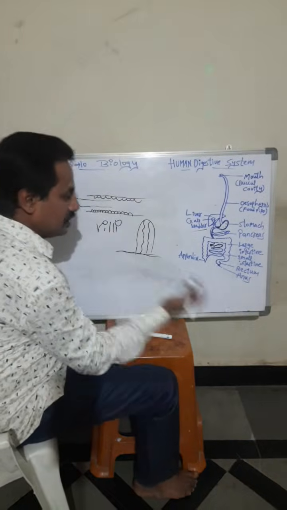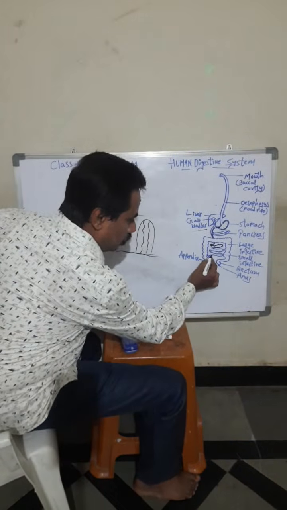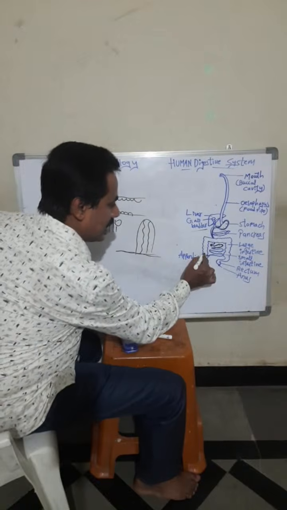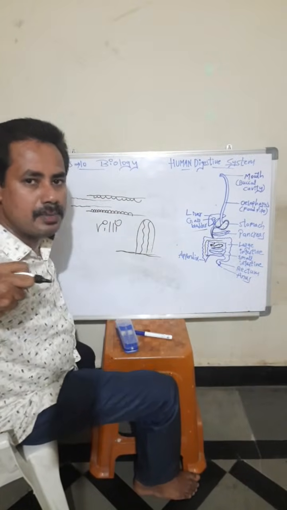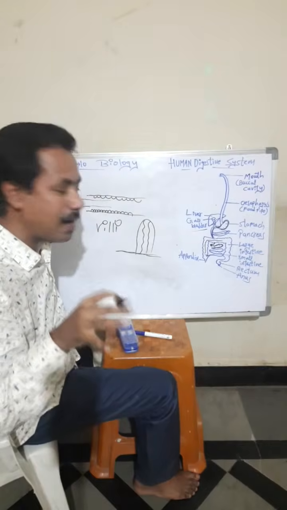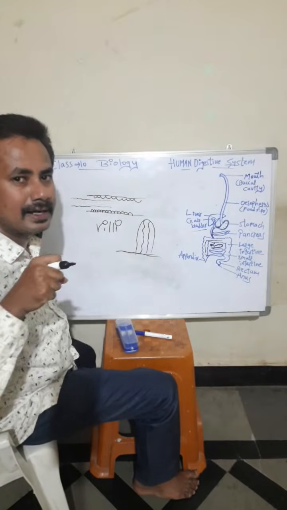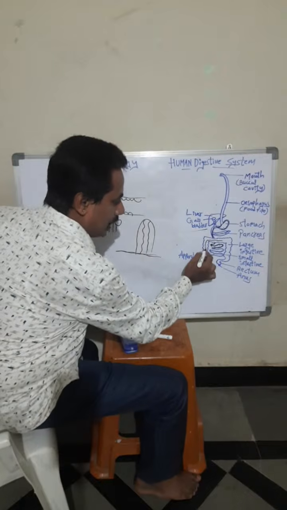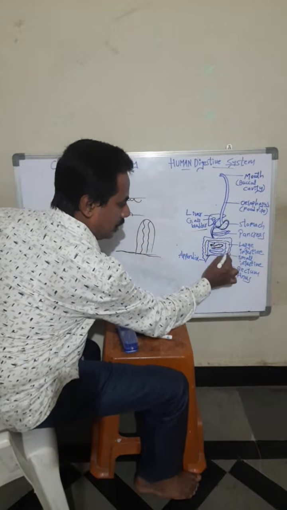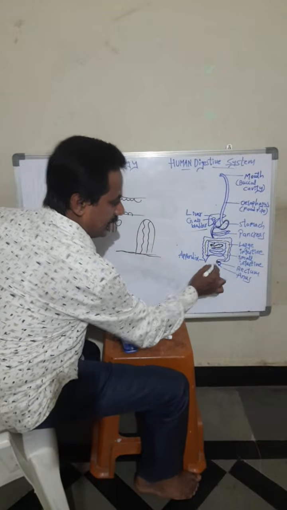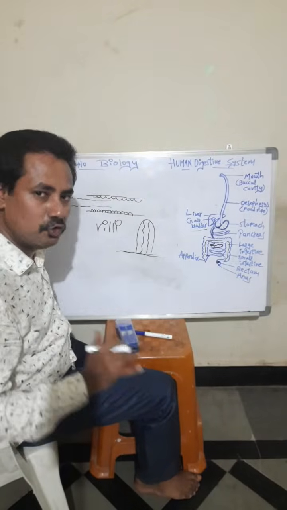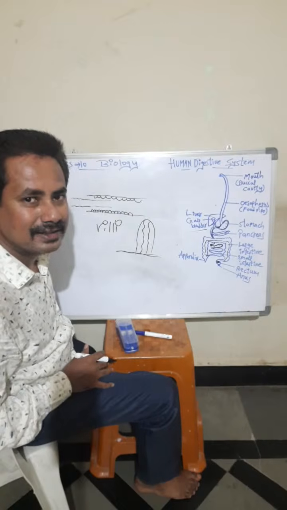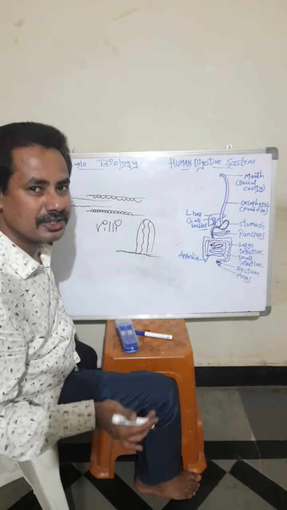Now, the waste food will move towards the large intestine. In the large intestine, what happens? Excess amount of water will be absorbed. Okay, excess amount of water will be absorbed and waste material is temporarily stored in the rectum, and through the anus the food is sent outside. So this is called excretion.